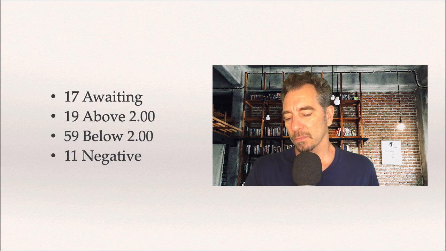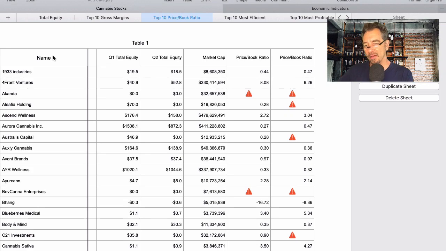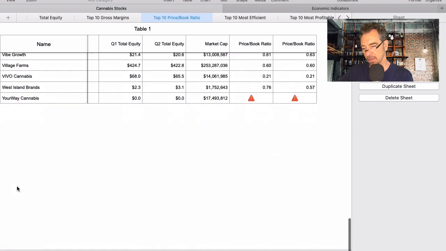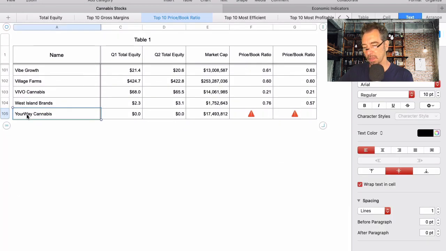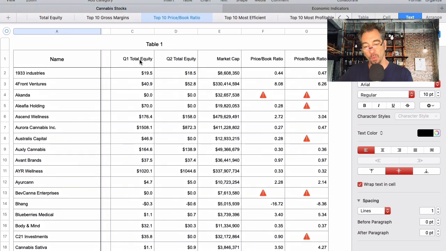Let me switch over my screens. Okay, looking here, I have in this column all the stocks, and there are 105. This is all alphabetical. Here's Q1, here's Q2, total equity. And of course, this is multiplied by 1 million, so it would be 19 and 18 and a half million for total equity. Market capitalization, price to book value for Q1 and then Q2, price to book ratio in this column.